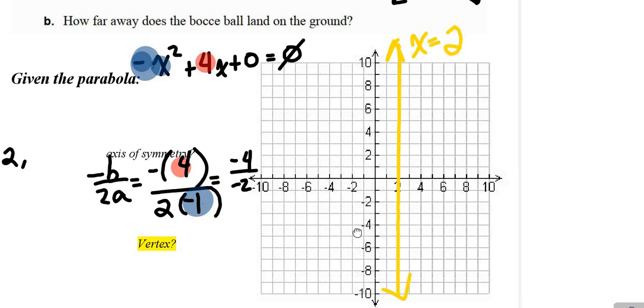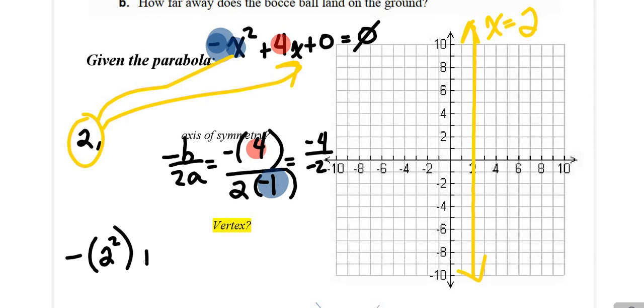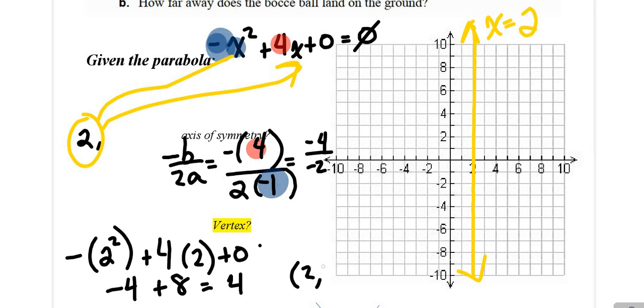Now my vertex, I plug it in. I take that 2 and I'm going to plug it in here and there. So I get negative 2 squared plus 4 times 2 plus 0. This is going to be negative 4 plus 8, which of course is 4. So our vertex is going to be at 2, 4. So over 2 up 4, there's our vertex. Now I know that our parabola has to face kind of downwards, so somehow it's going to go like that. We're not quite sure where because we don't know where our intercepts are.